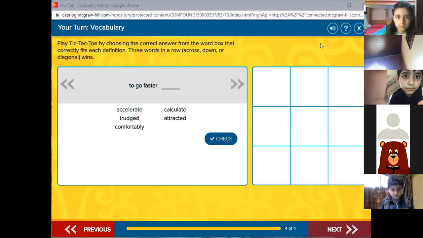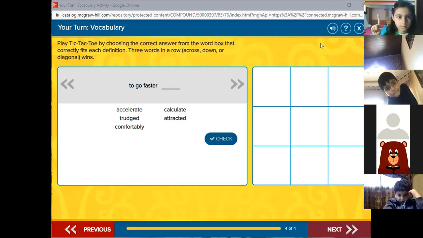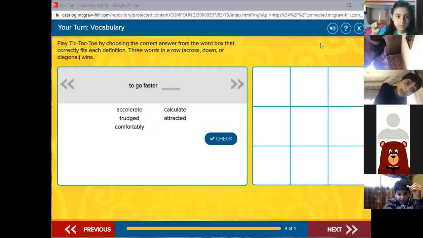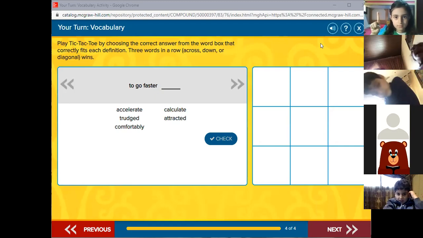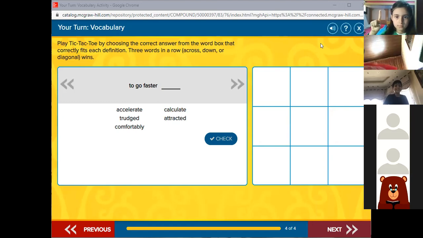Yalla, Ali. Yes. To go faster. Yes. What does it mean? To go fast. This is about the lesson. Miss, I know it. About Alex and I know. They visited the museum because they want to make the derby car, if you remember. So what does it mean?